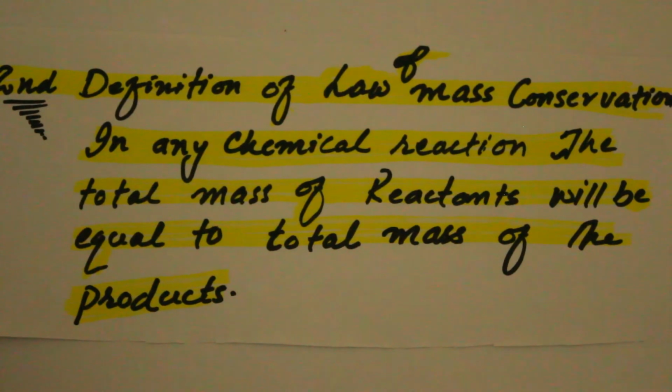So after discussing all these cool experiments, we can define the law of mass conservation in this way. In any chemical reaction, the total mass of the reactants will be equal to the total mass of the products, and this is called the law of mass conservation.